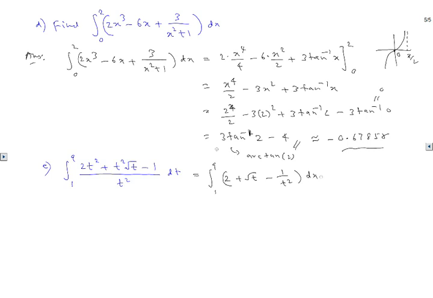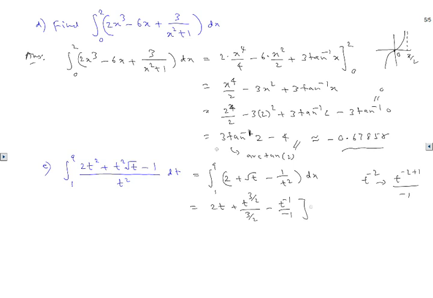Now you're going to integrate term by term. The 2 gives you 2t, and this one gives you t to the 3 halves divided by 3 halves. And 1 over t squared means t to the negative 2. You write this one as t to the negative 2 first and then use the power rule. The power rule says that you add 1 and divide by that same number. That's how you get there.